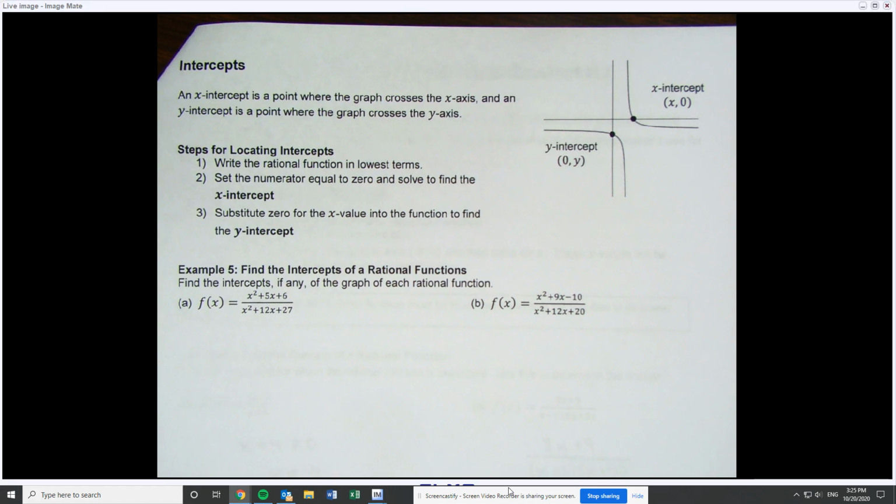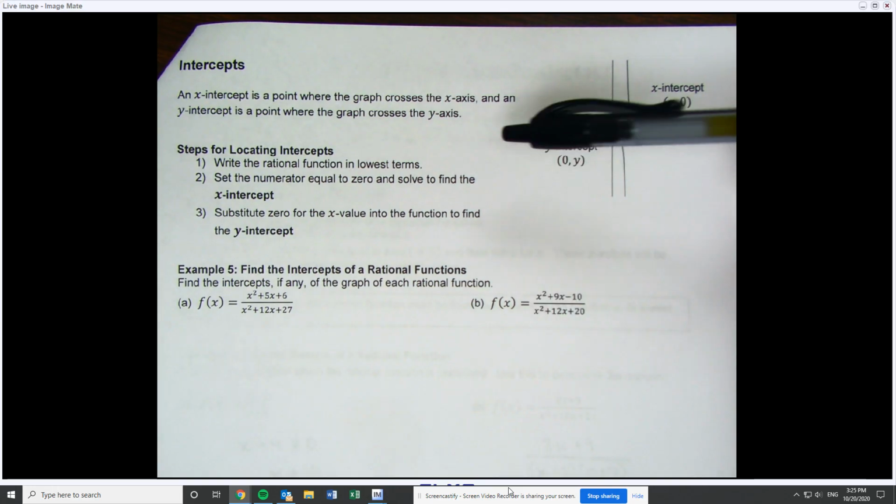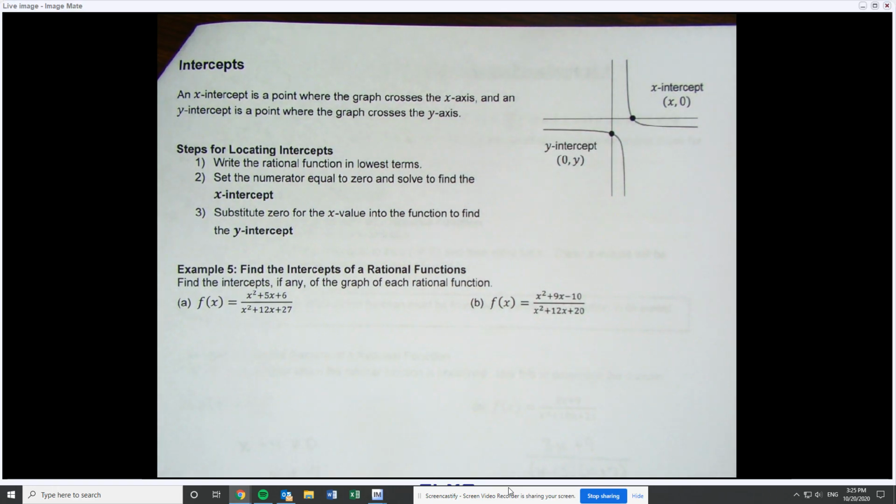We know from all of our math training, starting in Algebra 1 going up to now, that intercepts are where our graph crosses an axis. The y-intercept is where we cross the y-axis, and x-intercept is where we cross the x-axis. Now, the way that we're going to find these is we are going to first write it in lowest terms. That is a must. You have to do this in lowest terms before you do anything else.